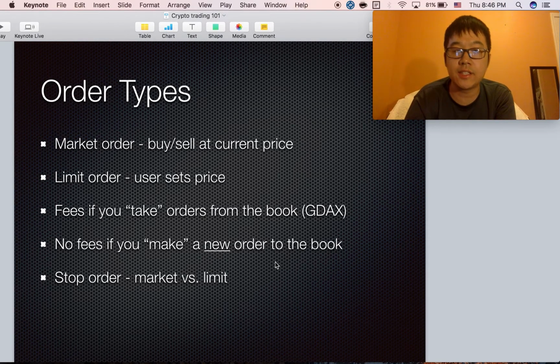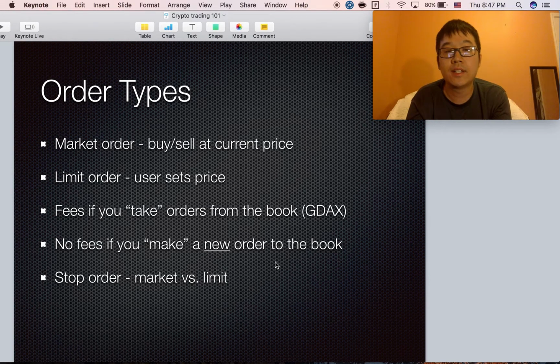Something interesting to note is that the fees are different. The fees for your orders differ depending on what kind of order you put. So if you're doing a market order, you're taking orders from the book, and so they charge you a small fee to do that. At least GDAX does. And there are no fees if you do a limit order and you're making a new order at a new price on the book.